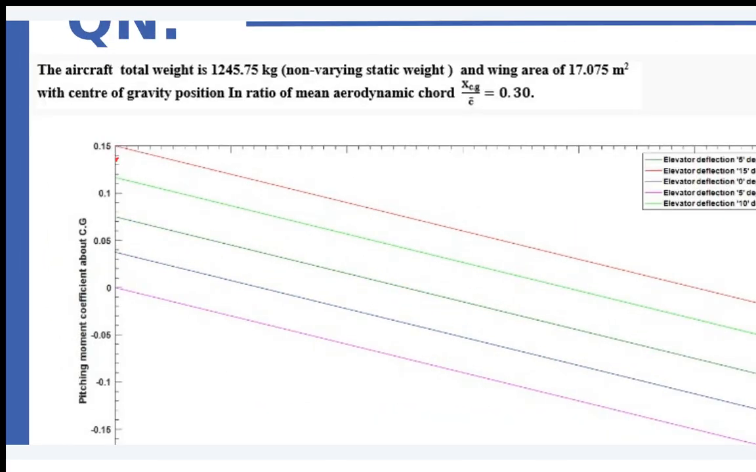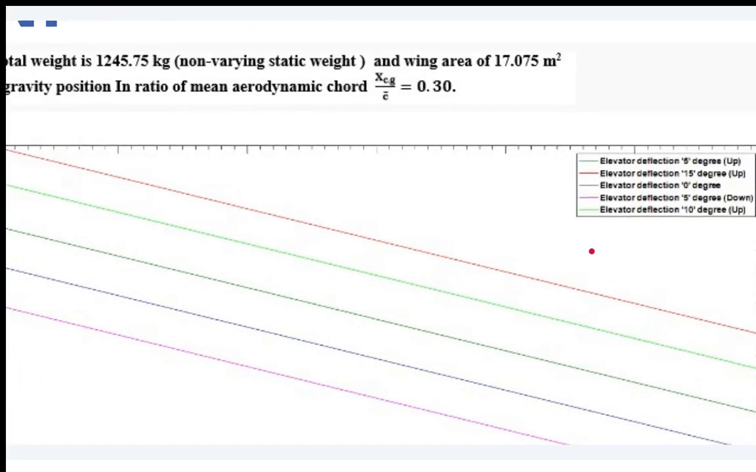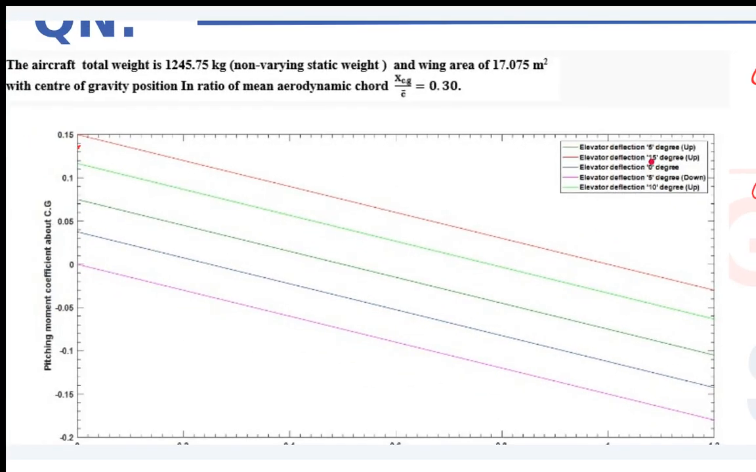Now this 0.148 will fall somewhere here, and so your elevator deflection is less. You can see the pattern here. Red is 15 degrees up, the light green was 10 degrees up, so it's decreasing. If this is minus 15 and this is minus 10, somewhere in between will be less than that. So you need to deflect your elevator less. The right option is less.